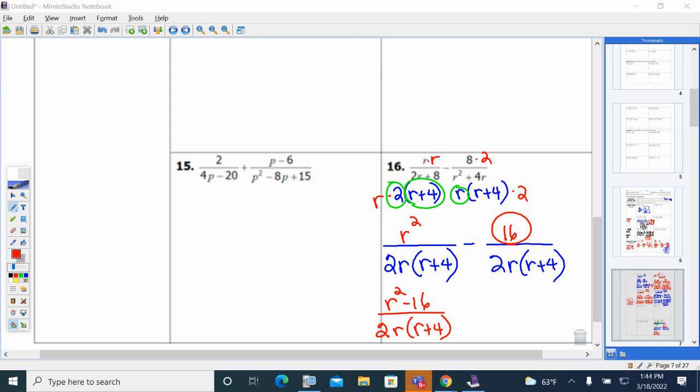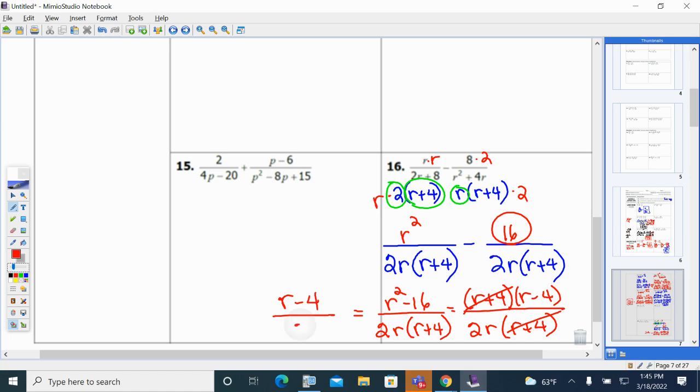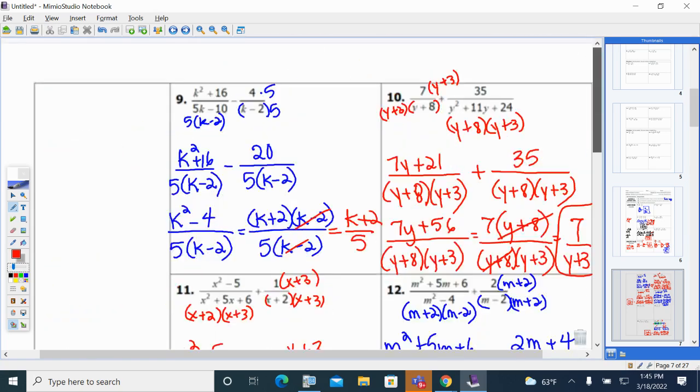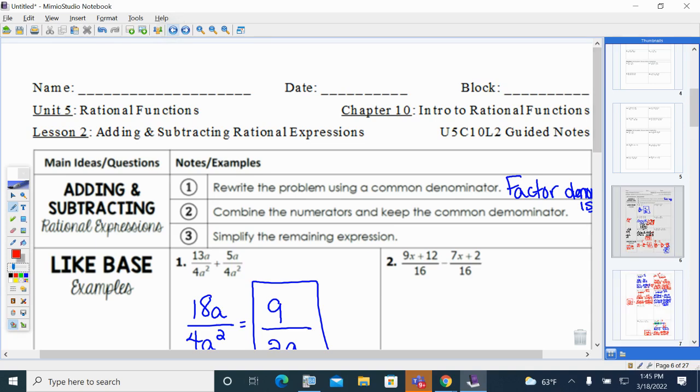Now we're going to factor that new numerator into r plus 4 and r minus 4. Keep the denominator, and we can cancel our r plus 4's, and my final answer is r minus 4 over 2r. That will be your final answer. All right, so those are your notes for Chapter 10, Lesson 2.